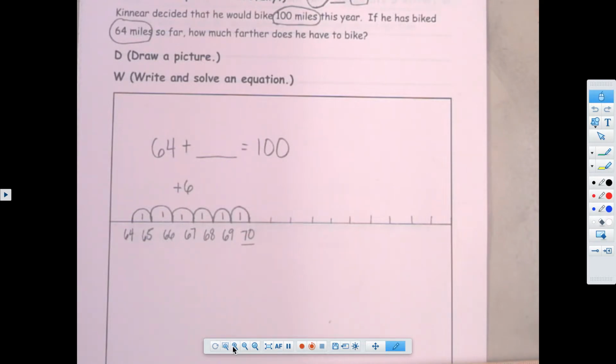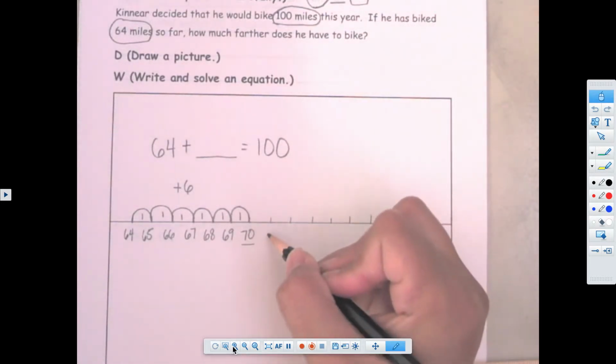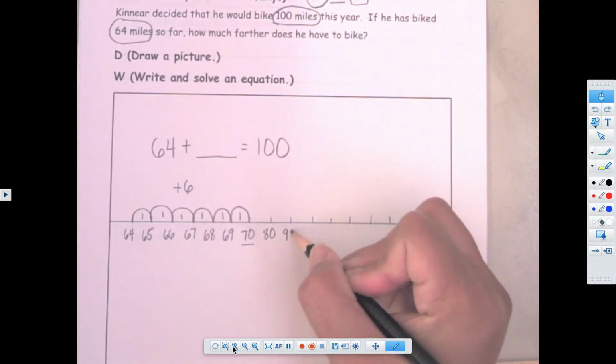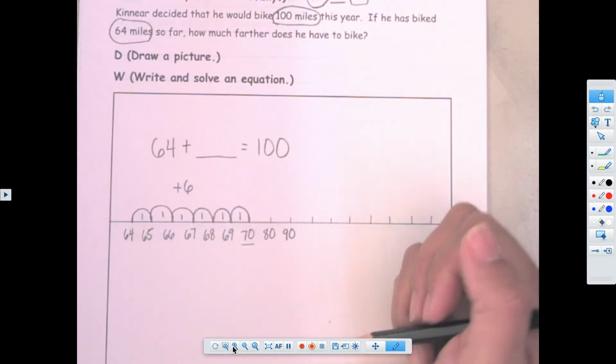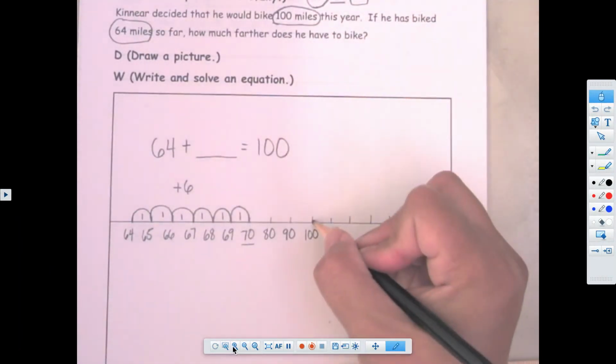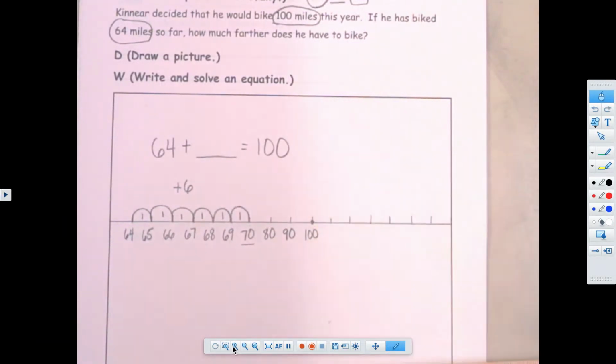Are you ready? Okay, put 70 on your brain. 70. 10 more? 80. Okay, 80, yes. 10 more? 90. Okay, great. 10 more. 100. Okay, so we're here. All right, let's put a little dot right there so we know we're right where we need to be.